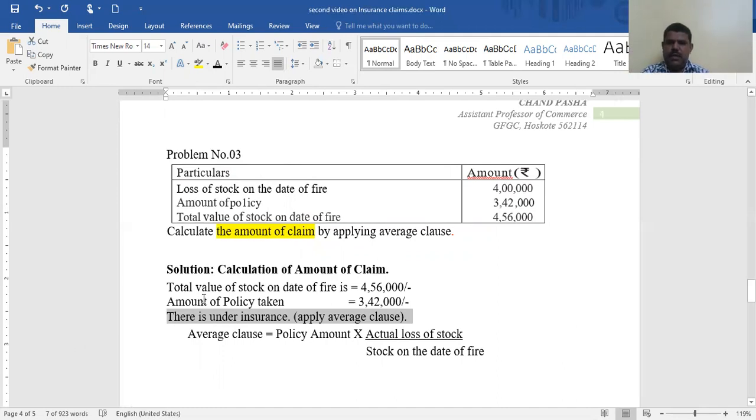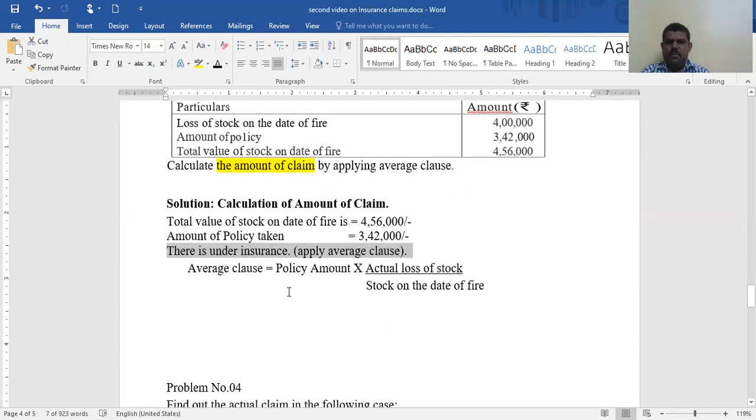You can see here the value of stock given is 4,56,000. For this stock, what is the amount of policy you have taken? Only 3,42,000. Meaning to say there is an under insurance. As I told you earlier also, whenever we have under insurance, we need to apply average clause. The average clause formula: policy amount into actual loss of stock divided by stock on date of fire. This is the formula for average clause.